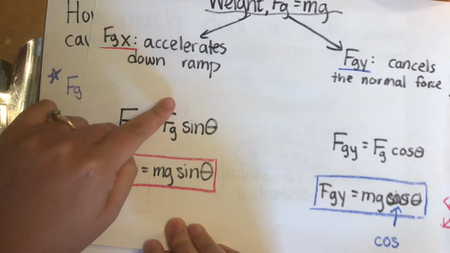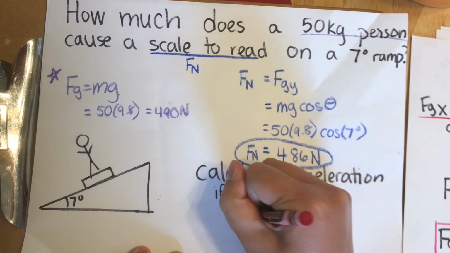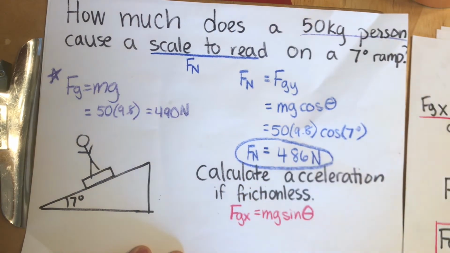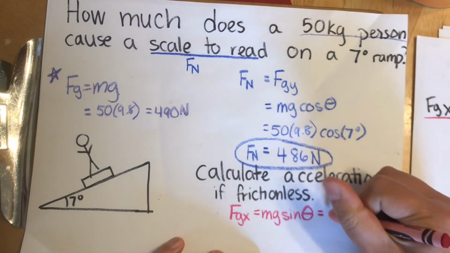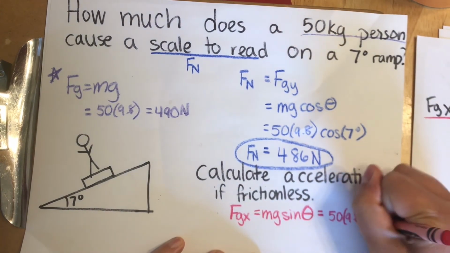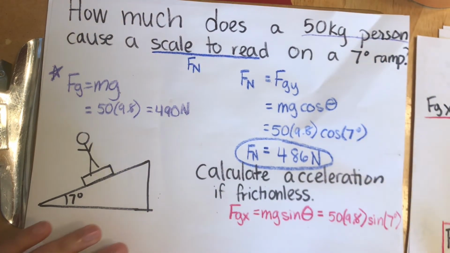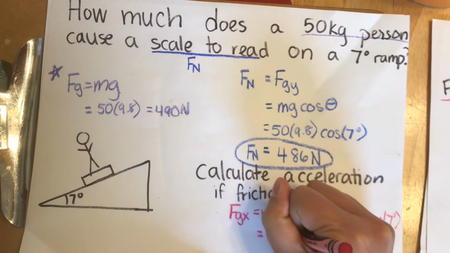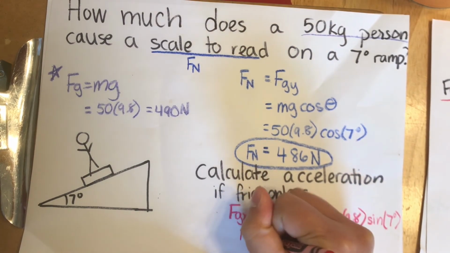Because I'm finding the acceleration, I'm going to use FGX to calculate the force that pulls the person down the ramp. FGX is mg sine theta. That is 50 times 9.8 times sine of 7 degrees. But that doesn't directly get me the acceleration, right? This gets me the force. It gets me the force that pulls this person down the ramp. In this case, FGX is about 59 and change. Let's call that 60 newtons.